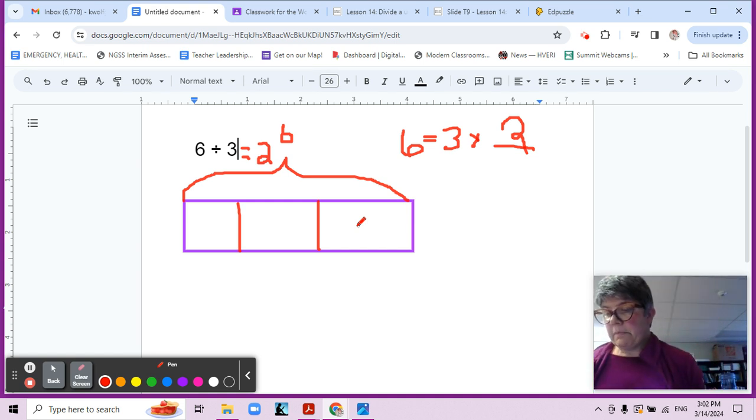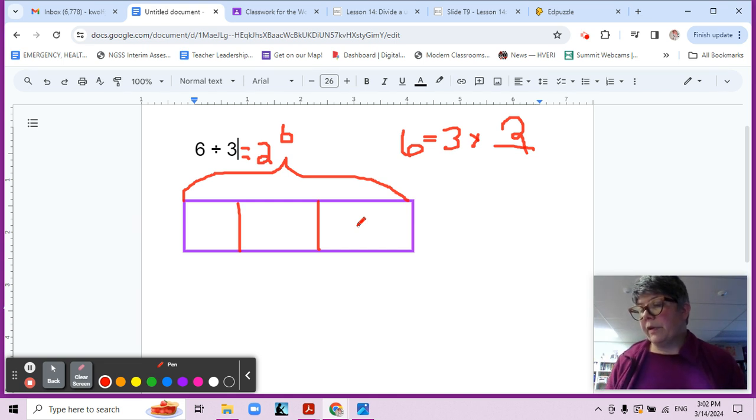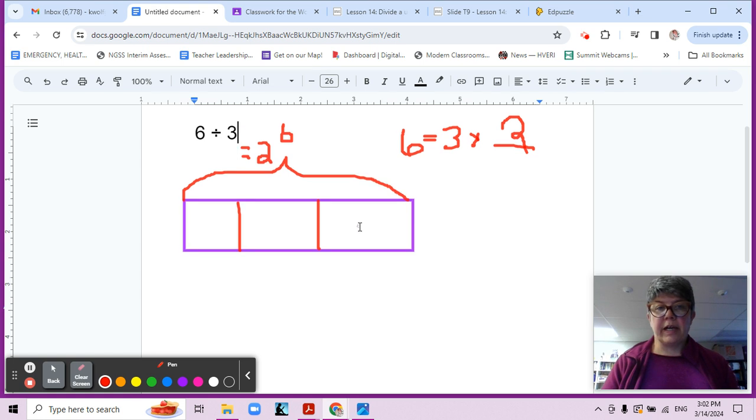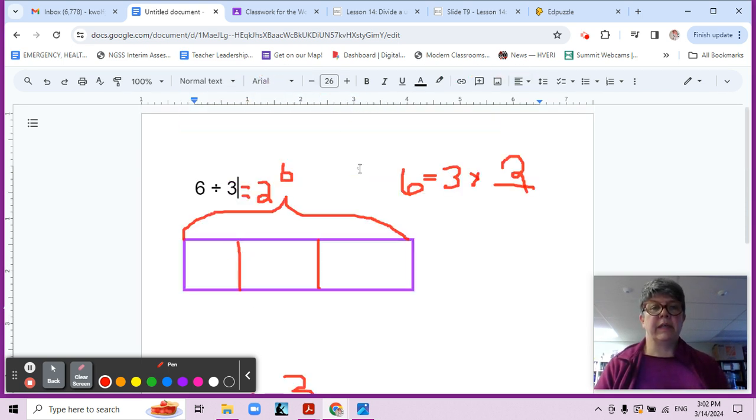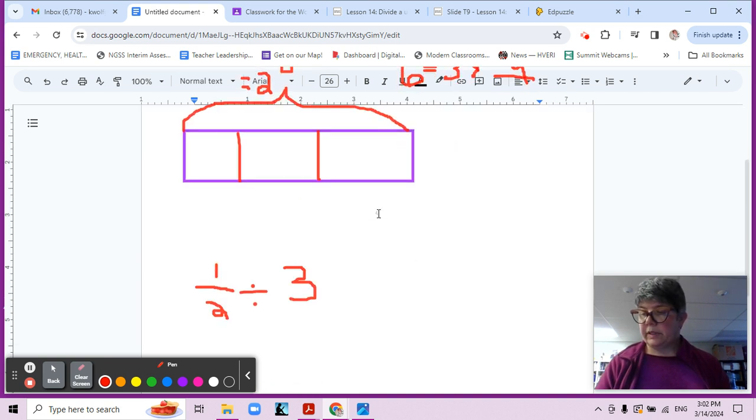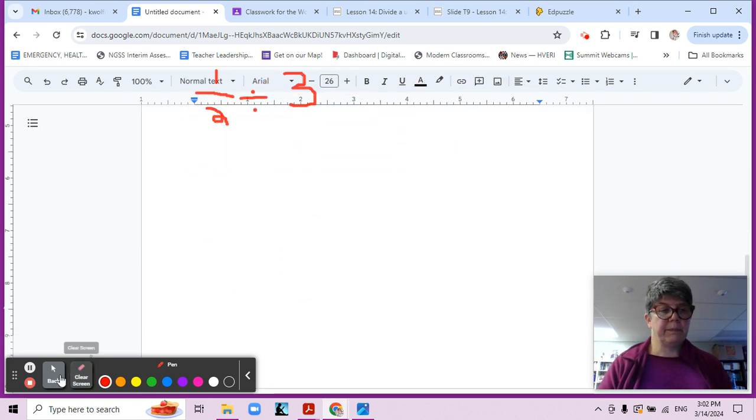Yes, we can use this same thinking to interpret a division expression with a unit fraction divided by a whole number. All right, so let's try. Let's just move this up a little bit, and let's think about 1/2 divided by 3. All right, and we're thinking 1/2 is 3 groups of what? Just like we were thinking 6 is 3 groups of what? All right, so let's make a tape diagram.